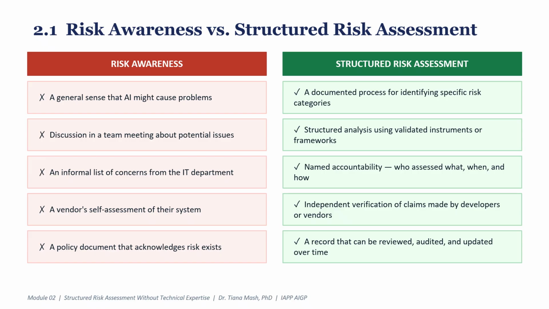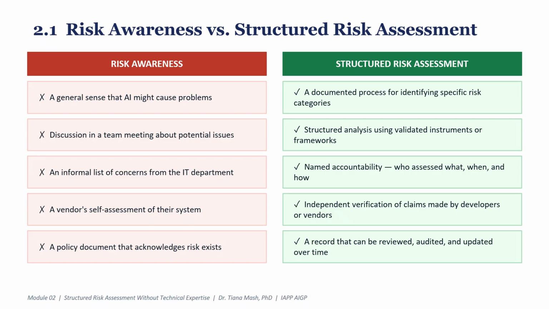Now look at the right side. A documented process for identifying specific risk categories. Structured analysis using validated instruments. Named accountability: who assesses what, when, and how? Independent verification, meaning sometimes a third-party verification. A record that can be reviewed, audited, and updated over time. You have to be aware that AI is continuously being developed and it's going to be very dynamic, it's going to be changing constantly. Therefore, you need to be adaptable in order to keep up with the changes.